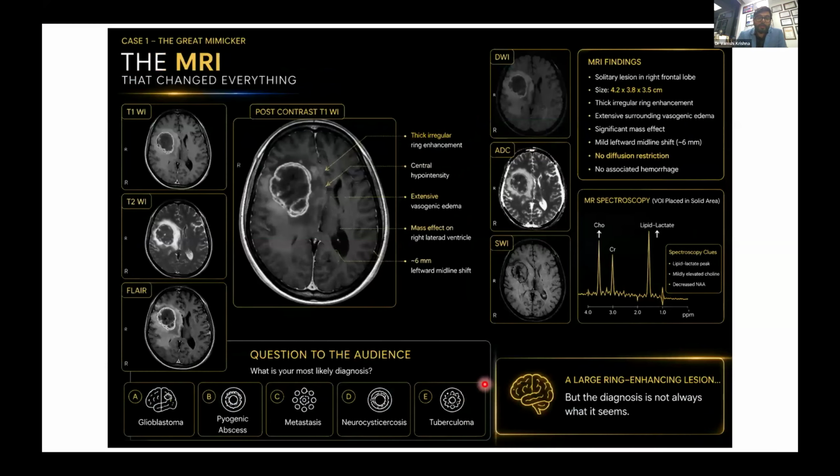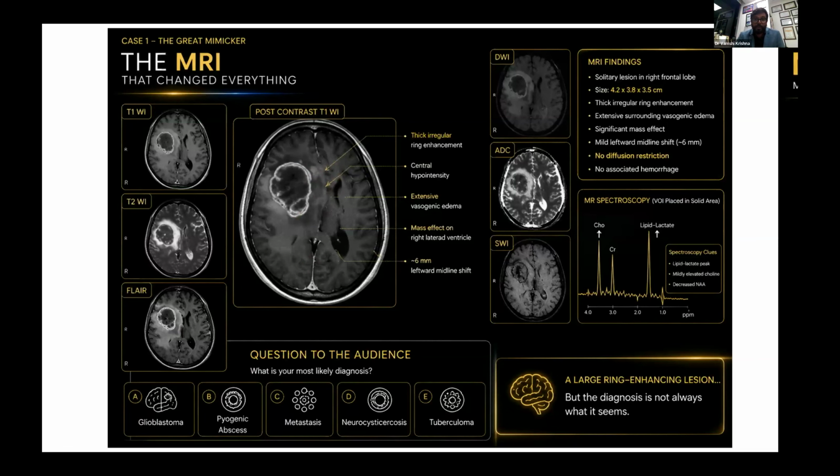Imaging, you can see in the T1 weighted image, it was hypointense. T2 was also hypointense, FLAIR with a disproportionate edema, and on contrast, it was enhancing with central hypointensity. Extensive vasogenic edema was there, and there was mass effect compressing the right lateral ventricle, and a 6 mm midline shift was there. Had you shown only this MRI, then I would favor glioblastoma, or GBM would be the first diagnosis because of the thick irregular enhancement and central hypointensity.